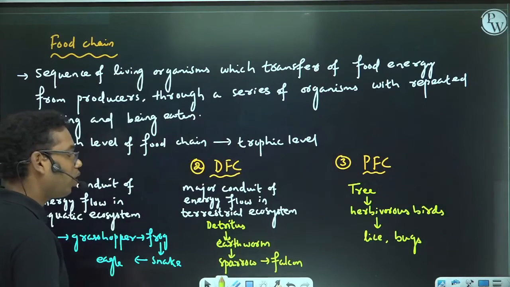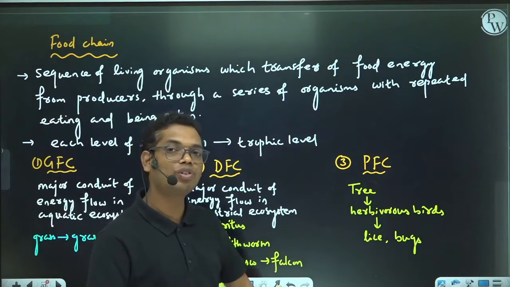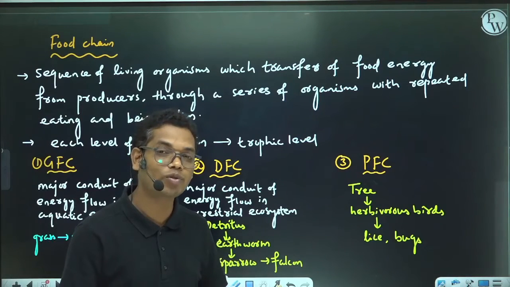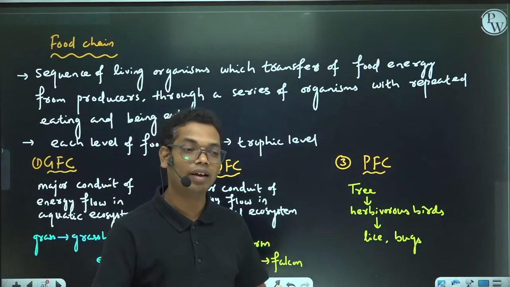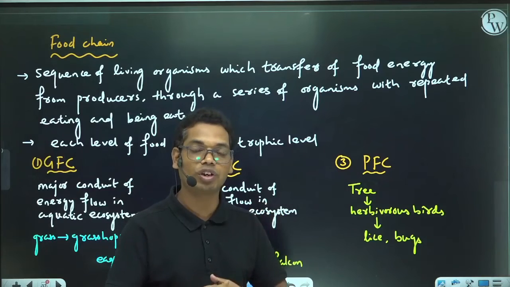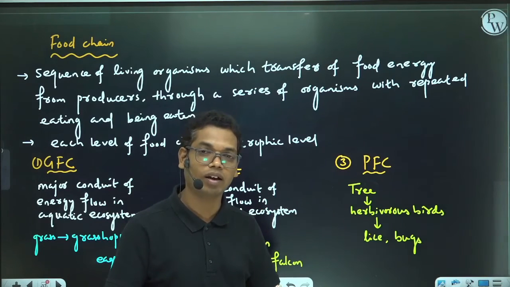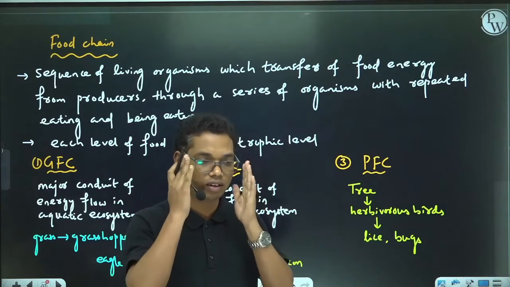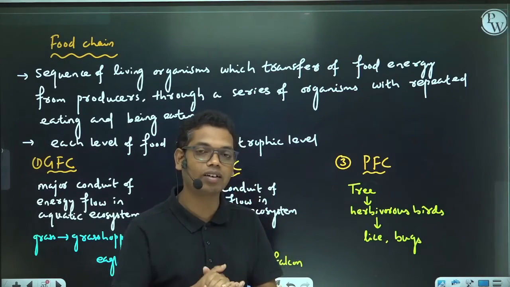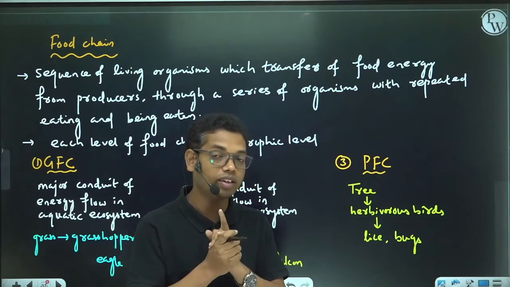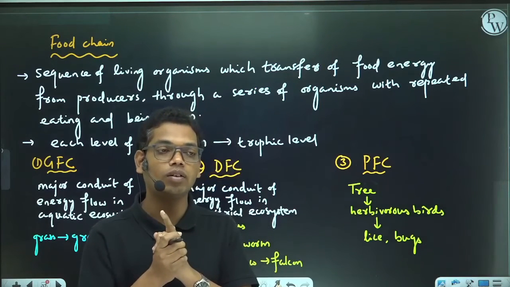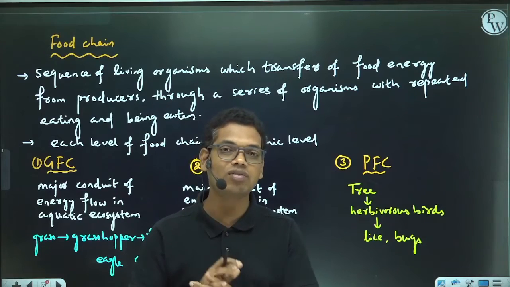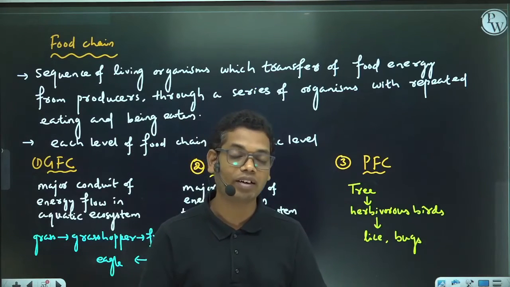And what about food web? Naturally, food chains do not exist. Naturally, food web exists. So what is food web actually? Food web is actually interwoven food chains. That is food web. Okay, and food chain assumes that a given organism will occupy a specific trophic level, but it is incorrect.